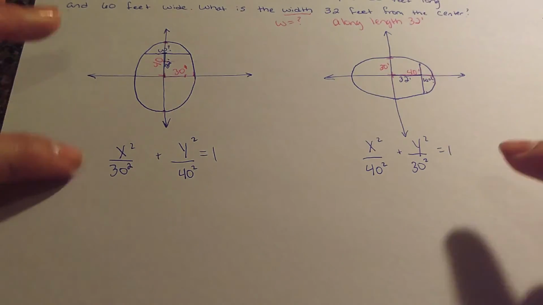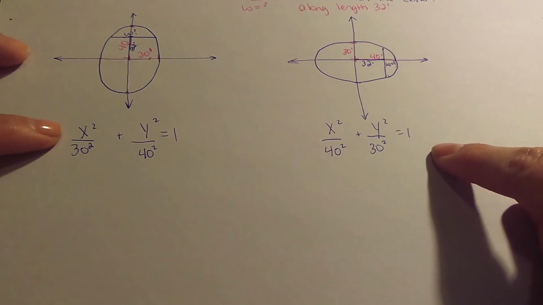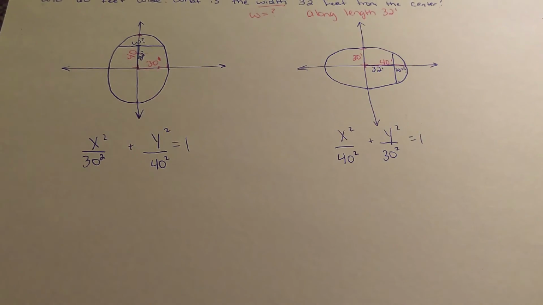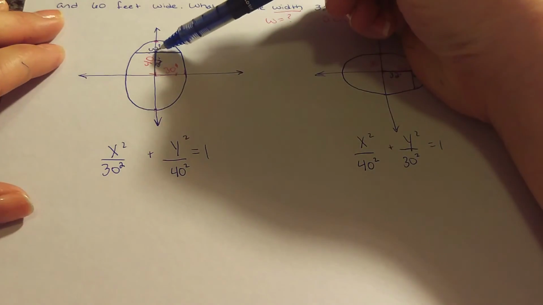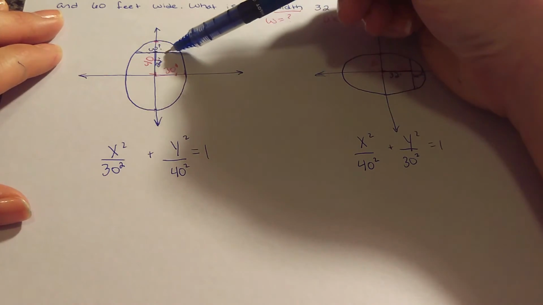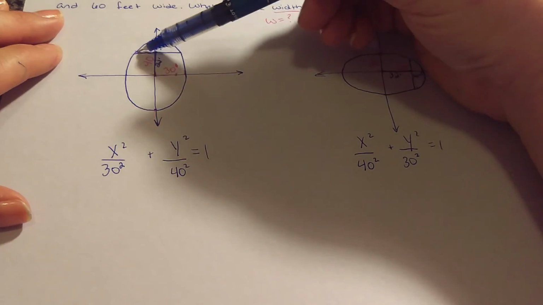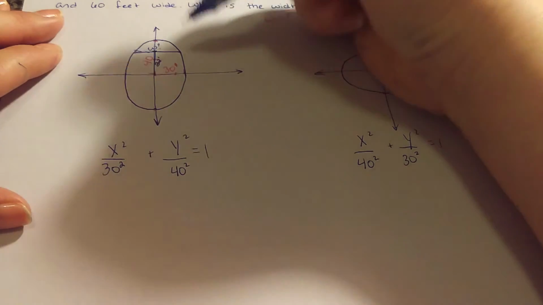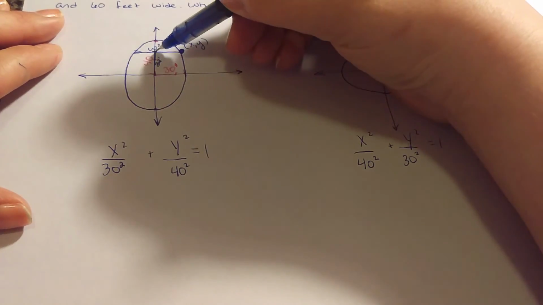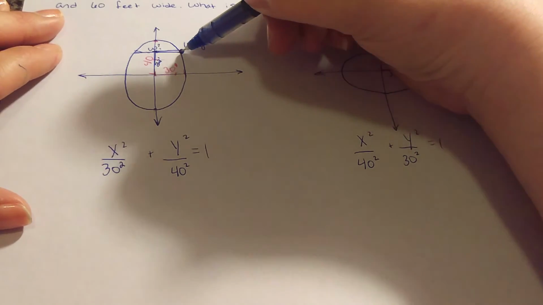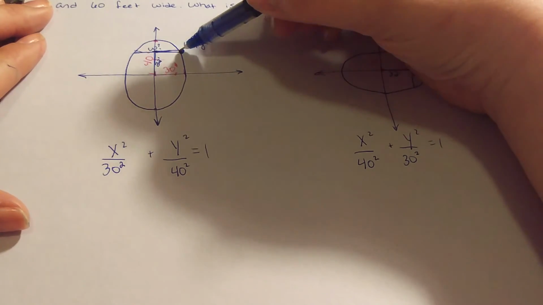All right, so there's two different equations depending on which orientation you want to work with. So now we have to figure out what we are plugging in and what we are solving for. So again, if I look over here, what I need is the length or the width across the ellipse. So if I knew what this point was, then I would know how far away that point is from the y-axis. That would be half of that width.